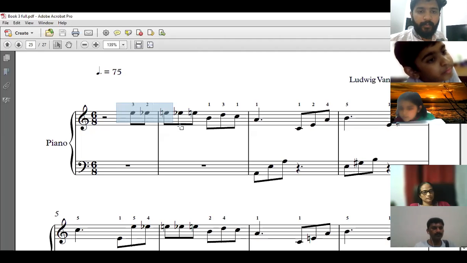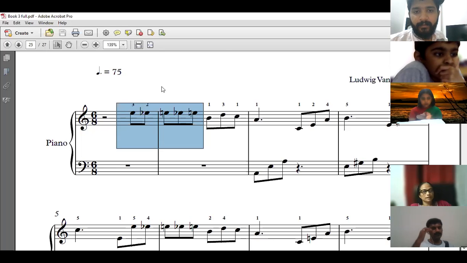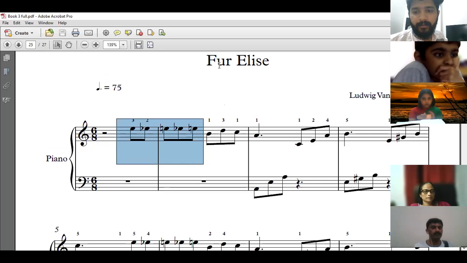I'll just tell you the answer of this one. These 3 notes. This is going to be E. This is going to be E what? Flat, right? You've tried E flat. And this is again going to be E natural. This is going to be E flat. This is going to be E natural, isn't it? So E flat, E natural, E flat, E natural, then B, D, and C.